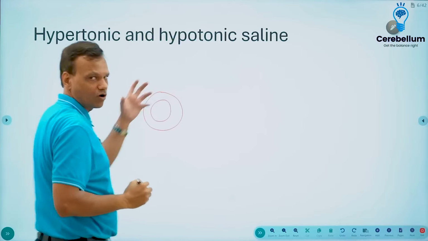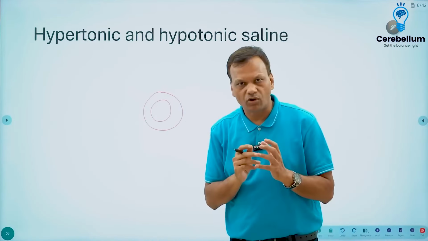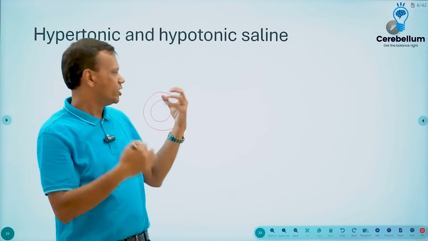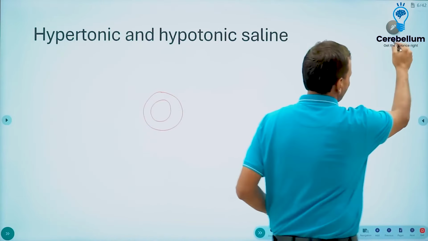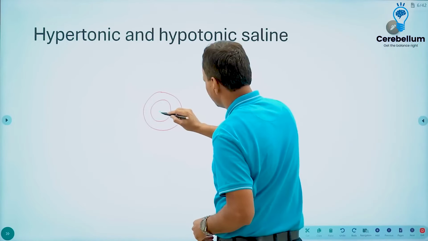Alveoli, we can say. Bronchus, the lumen of the bronchus. Now, when we give hypertonic saline by nebulization, it will reach the lumen of the bronchus. So when hypertonic saline reaches the lumen of the bronchus here at this point, what happens?